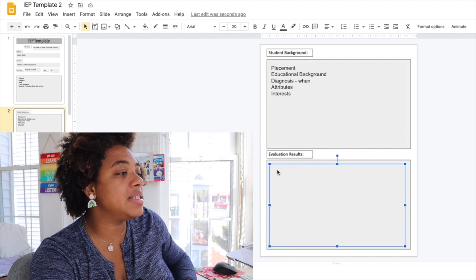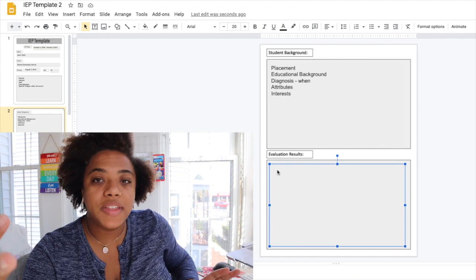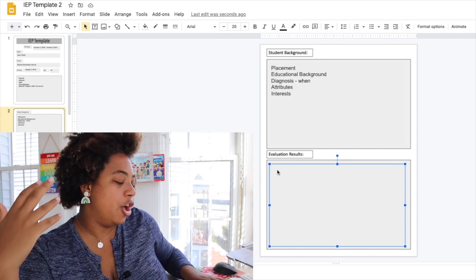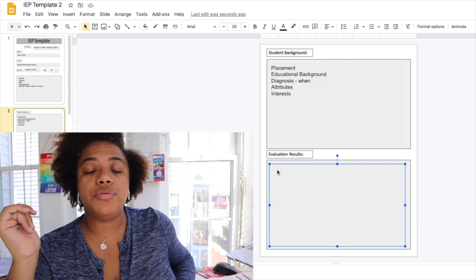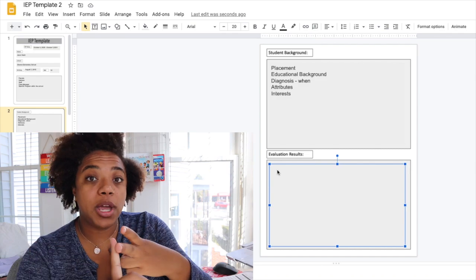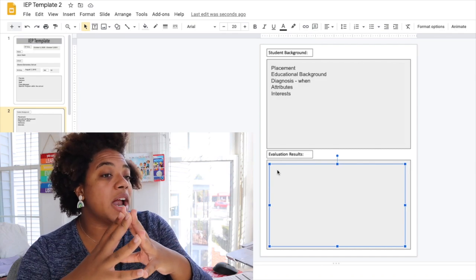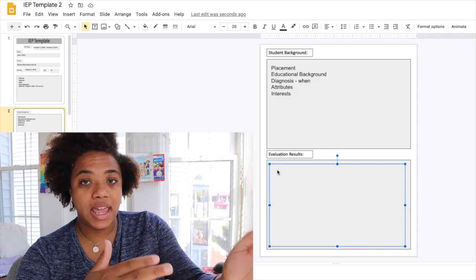The next part here is evaluation results. Every single IEP that I've ever looked at has something about evaluation results. They might not have all of it, but there's something about evaluation. So sometimes in here, it's the speech and language pathologist, the occupational therapist, the physical therapist, the BCBA, whatever evaluations they've been given, they go in there.